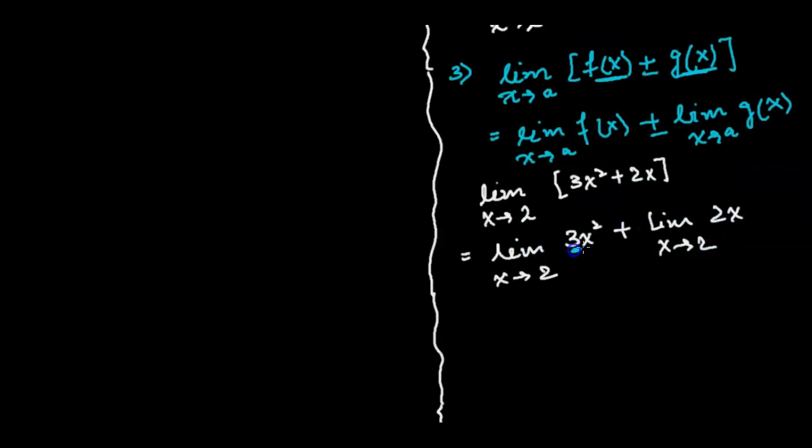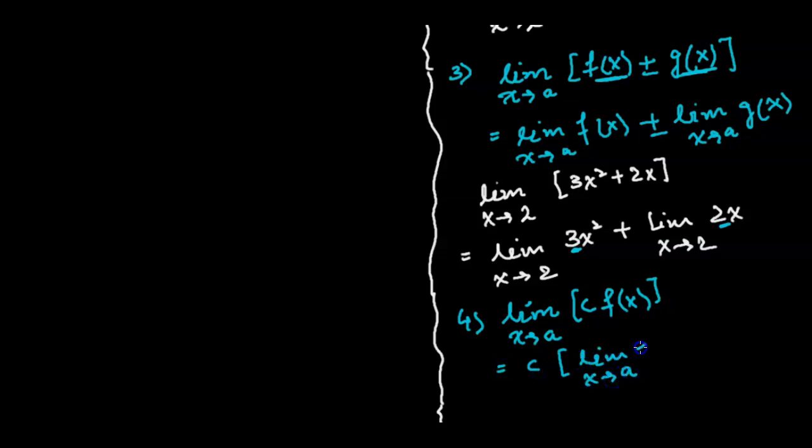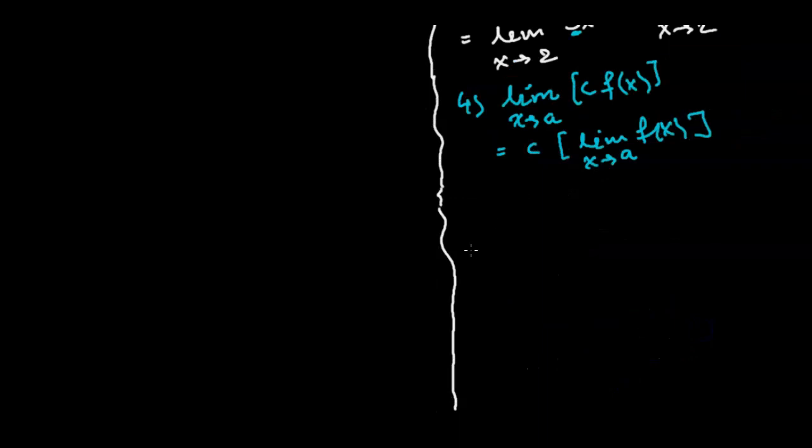Since we notice a constant value attached to the variable, here also we notice a constant value attached to the variable, there comes the fourth property of the limits. That is, if we have a limit as x approaches a for any function that has a constant c attached to it, the limit can be found by taking c out as a common factor for the limit as x approaches a of f(x). An example here is, if we have to find the limit as x approaches 2 for 3x squared, we can write the constant 3 outside, and write the limit as x approaches 2 for x squared.